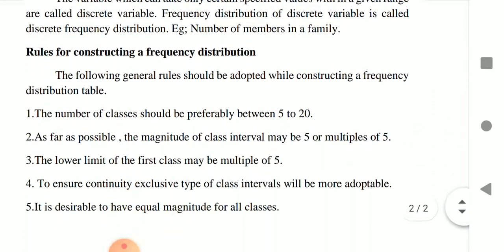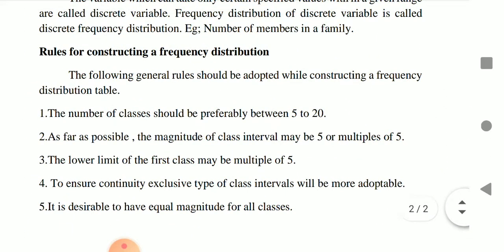Okay, and one more topic, rules for constructing a frequency distribution. We have to remember certain points with regard to the construction of a frequency distribution. What are the points? First one, the number of classes should preferably be between 5 and 20. And the second one, as far as possible, the magnitude of the class interval may be 5 or multiples of 5. Okay, the magnitude of the class interval.